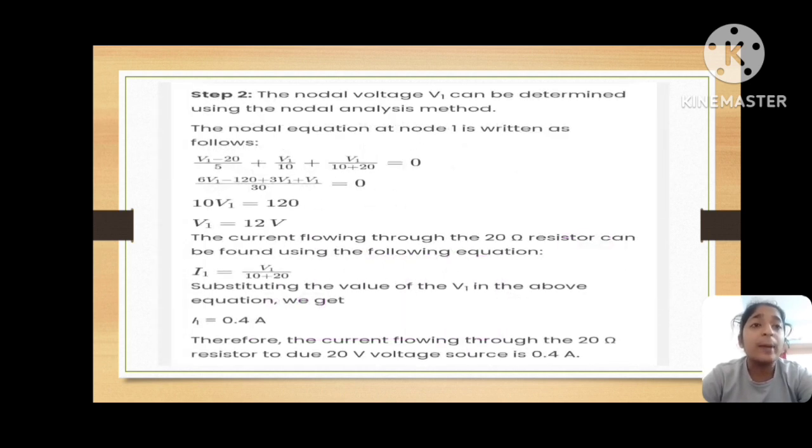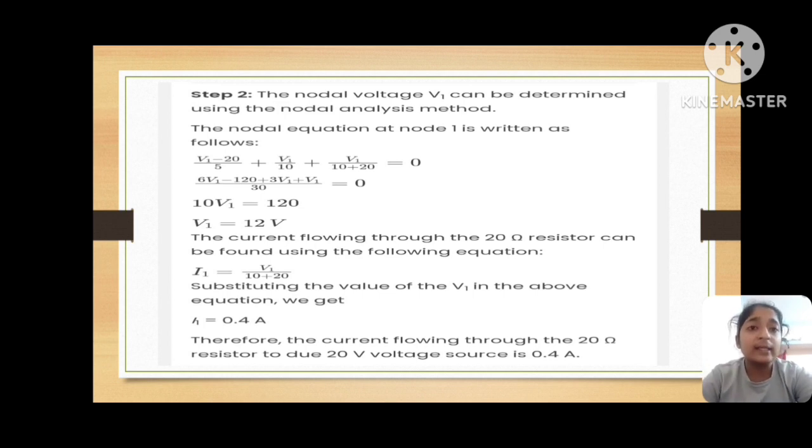We should solve by the node voltage. V1 can be determined using the nodal analysis method. The equation at node 1 is taken as V1, we can apply the KVL rule also, or the nodal analysis. (V1 minus 20) by 5 plus V1 by 10 plus V1 by (10 plus 20) is equal to 0. This is by the nodal analysis.